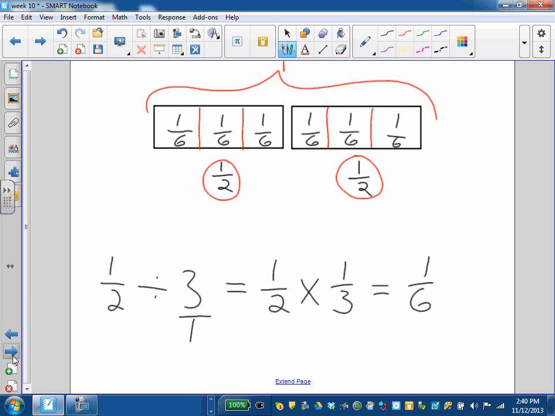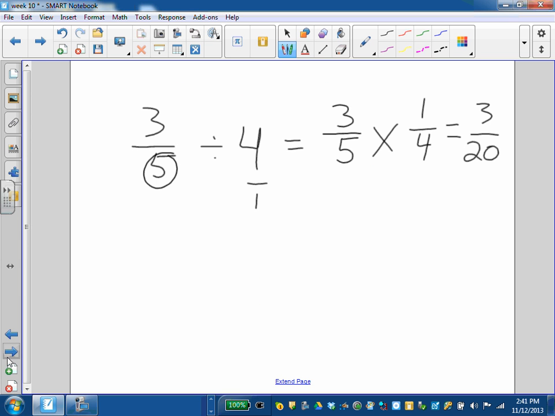The 1/2 stayed the same. Here's 1/2 in the beginning. It still stayed the same. I didn't flip it. What I did was I changed the symbol and I flipped what was behind the symbol. I changed 3, took the reciprocal of it, and made it 1/3. Same thing with the second problem that we did. 3/5. Here's 3/5 here. It stayed the same in my new problem. I changed the symbol, and then I took the reciprocal of 4, which was 4 over 1, flipped to 1/4, and then I did my multiplication.